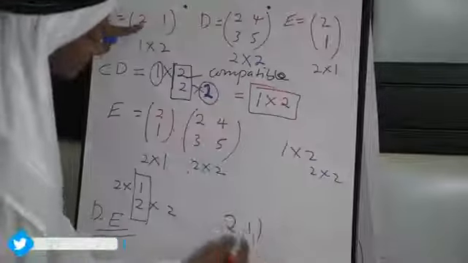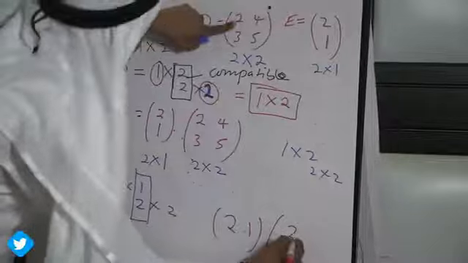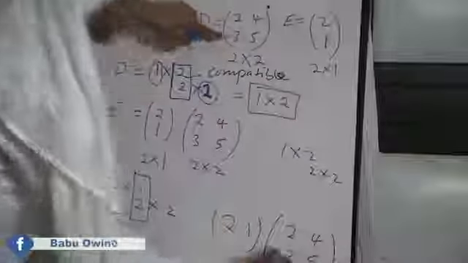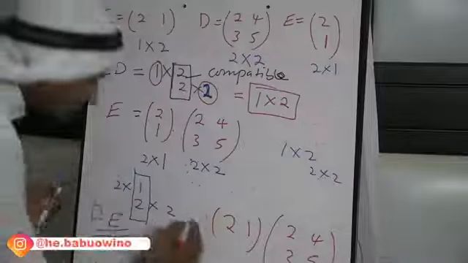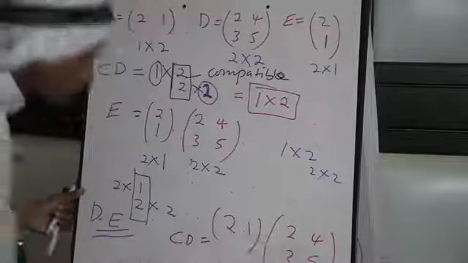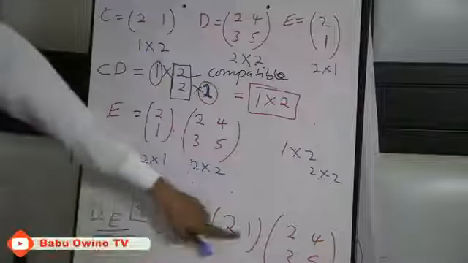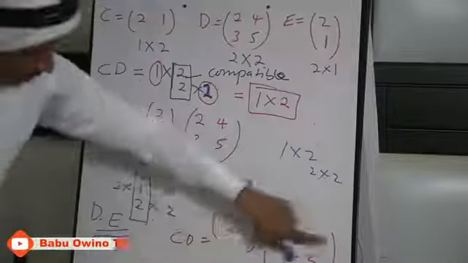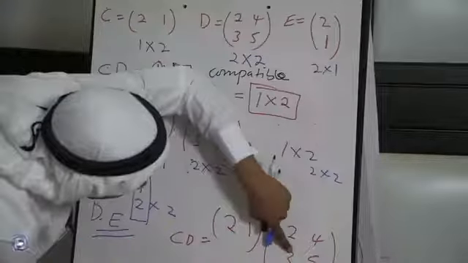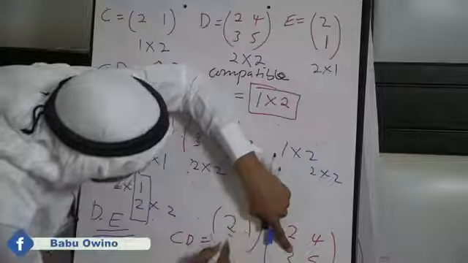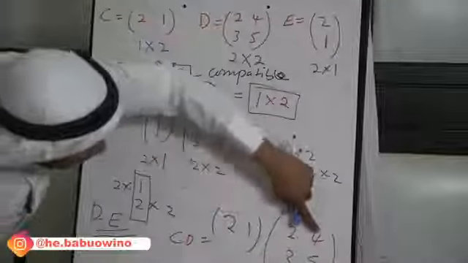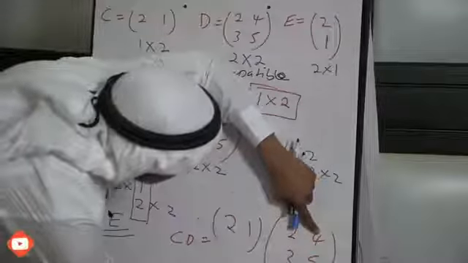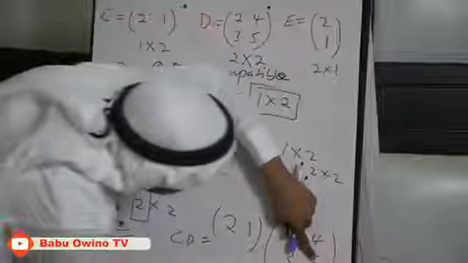Therefore, we can multiply this, which is 2, 1 multiplied by 2, 3, 4, 5. So in multiplication, we have CD. So this is C times D equals that. So when you multiply, remember class, the rows by columns, rows by columns. So 2 by 2 plus 1 by 3. The next one is 2 by 4 plus 1 by 5.